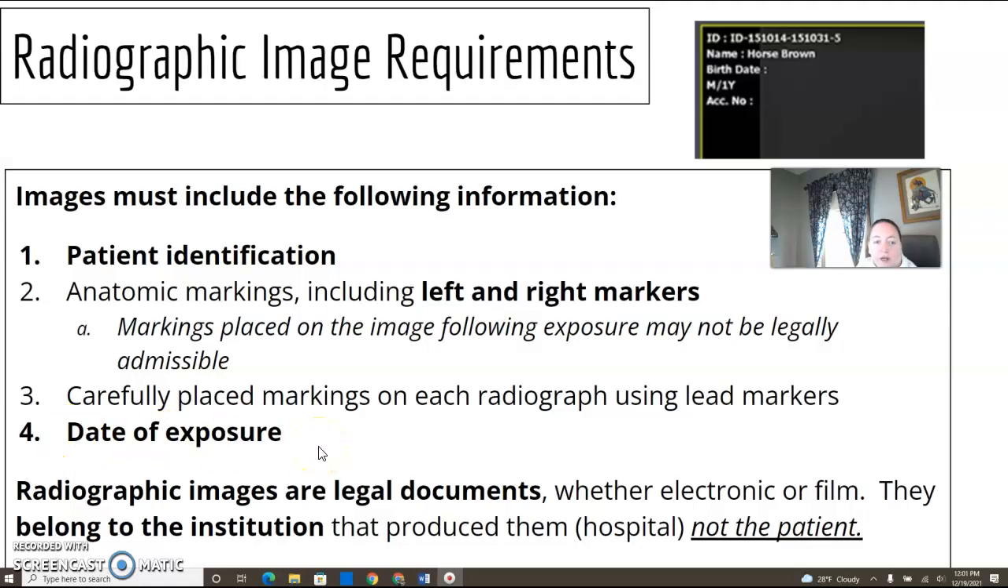Something to keep in mind is that radiographic images are legal documents, whether they're electronic or film. They belong to the institution that produced them, not the patient. So your x-rays do not belong to the patient. They belong to wherever they were produced. So the hospital, the urgent care, wherever they were, all right?